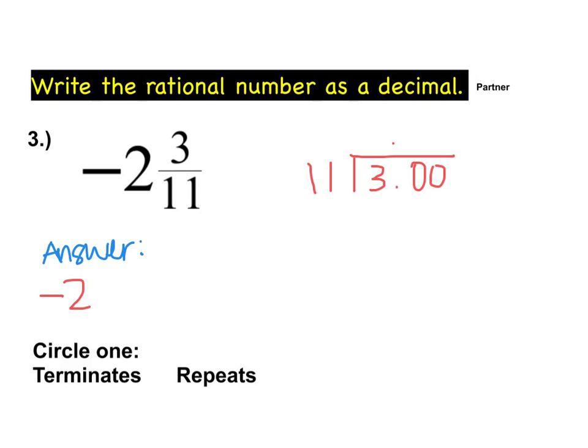To start out, you should have put -2 in front of your final answer. You should have put 3 under the division bar and 11 outside. I put in some decimals and you should have put in some zeros.